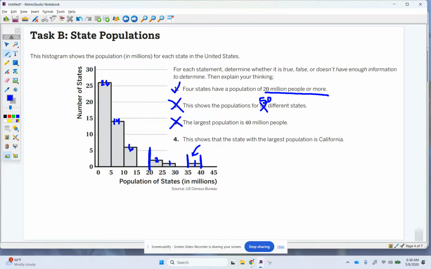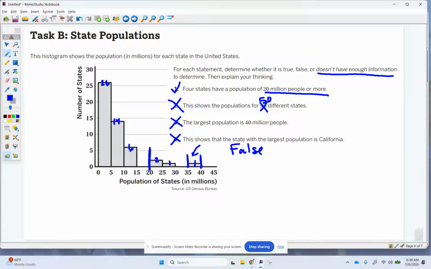And there's no state names. And so I would call this one false. But the computer AI overlords, they say that it doesn't have enough information. Well, duh, there's no state names. But again, I would call that one false.